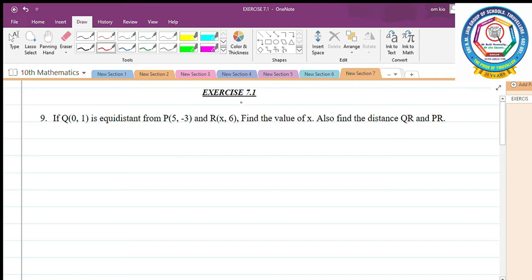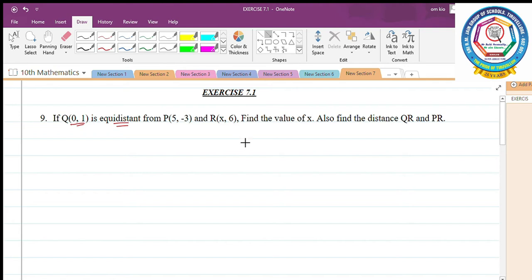Exercise 7.1, question number 9. If Q of 0, 1 is equidistant from P of 5, minus 2 and R of x, 6, find the value of x and also find the distance QR and PR. So what is the question given? If Q of 0, 1 is equidistant. Equidistant means equal distance from 2 points. Which 2 points here? P and R.